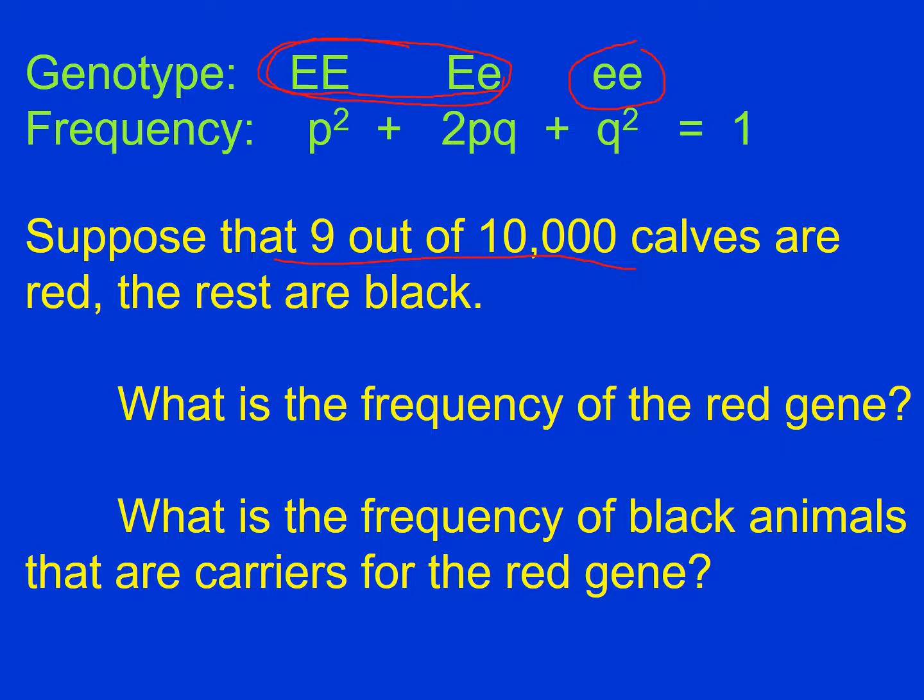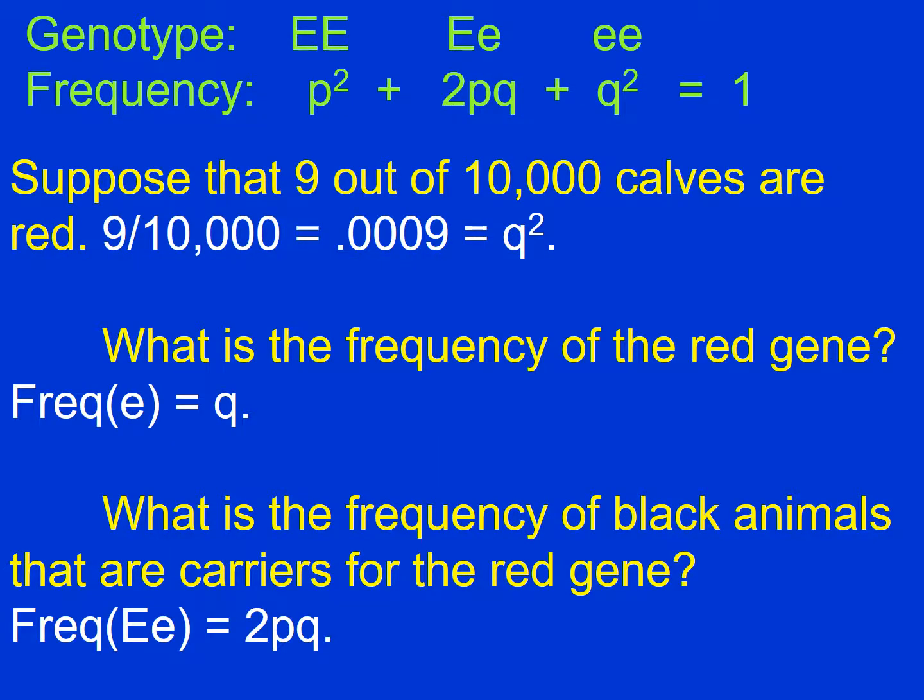So we want to know the frequency of the red gene, that's going to be Q. We want to know the frequency of the animals that are carriers, so what percent of the animals in our population are heterozygous. So this is what we know. We know that 9 out of 10,000 calves are red. So we have to change that to decimal notation. 9 divided by 10,000 is 0.0009, and that's Q squared. Frequency of the red gene is going to be Q. Frequency of carriers is 2PQ.